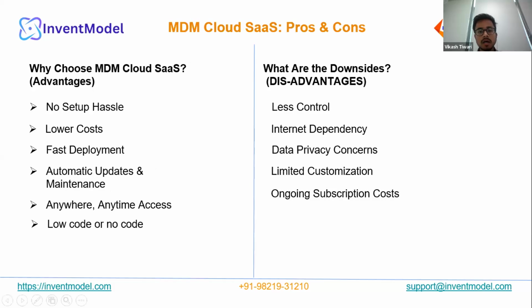Okay, so now if we are talking about the pros and cons of MDM Cloud SaaS, the advantages of software as a service, the first one is no setup hassle. It means you do not have to hassle with the setup, because it's already set up by the company, by the cloud. So you can forget about buying and setting up the servers. Informatica manages all the things you need. You just have to sign up and start using it.